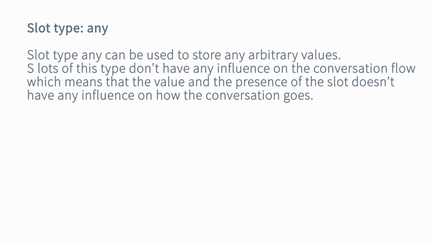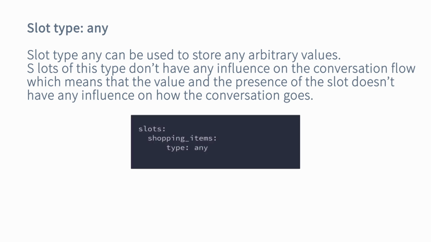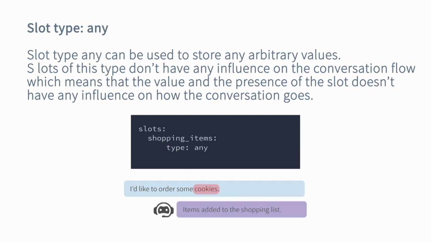And the last slot type that I would like to cover today is the slot type any. This slot can be used to store any arbitrary values that you would like your assistant to keep in memory and use in a specific context. A very important piece about slot type any is that this slot will never have any influence on how the conversation goes, which means that this slot is the best to simply store the values that you would like your assistant to have access to.